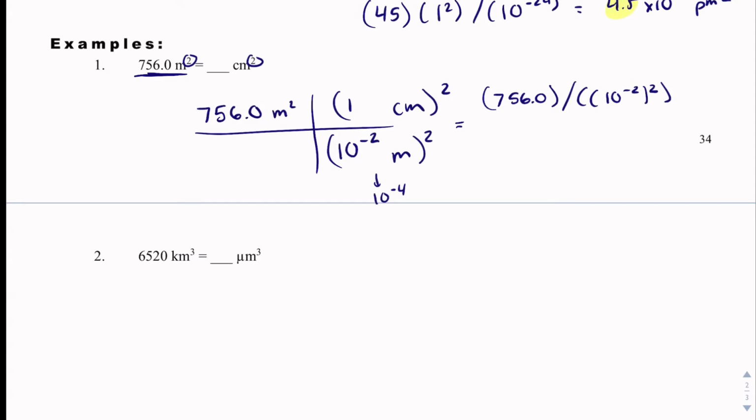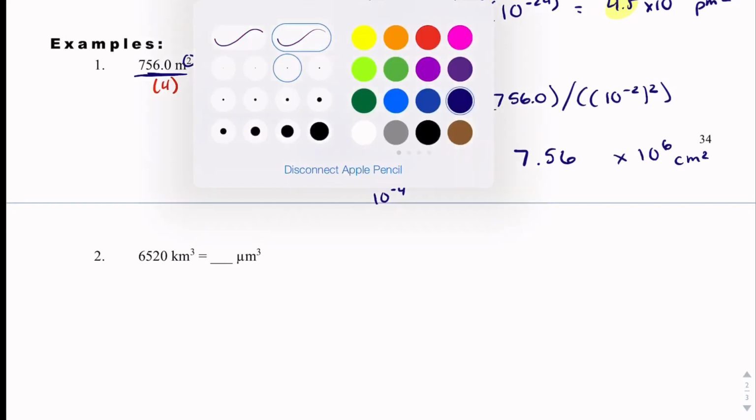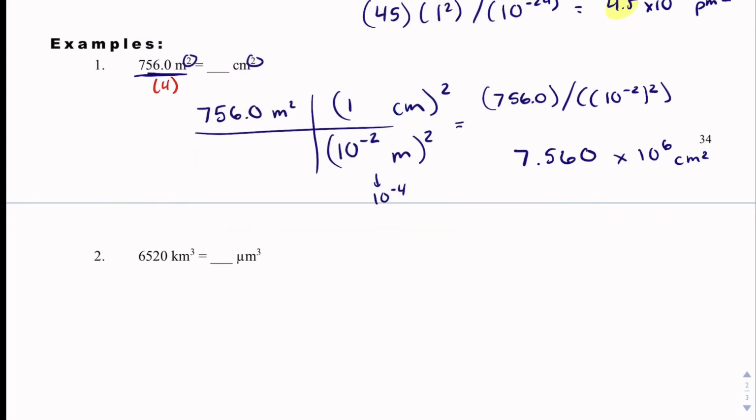And I'm going to answer mine in scientific notation. I get 7.56 times 10 to the 6, and that would be centimeters squared. But to conserve significant figures, we have 4 sig figs here. So to make this number 4 sig figs, right now we have 3. We are going to just add a 0 there. And that is the answer for that one.